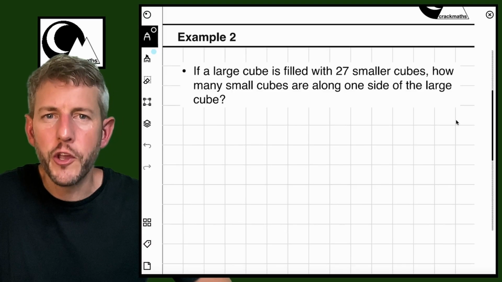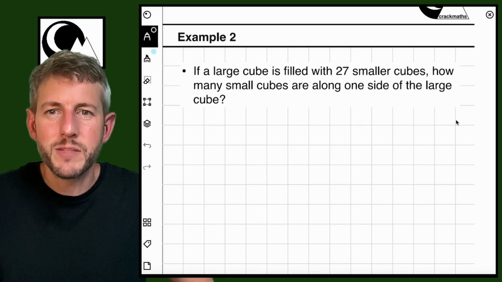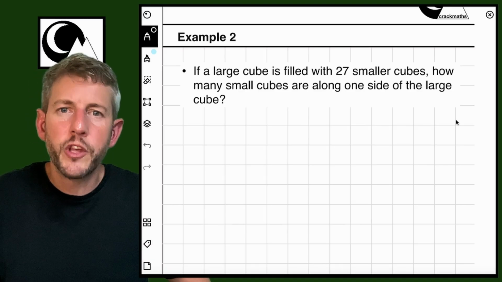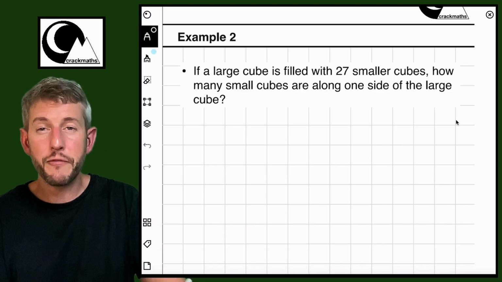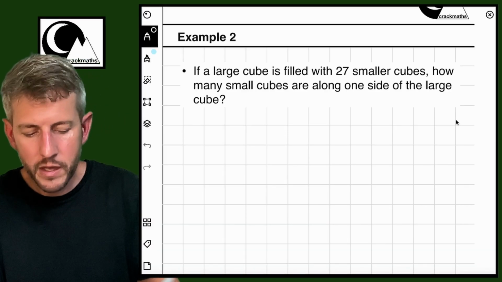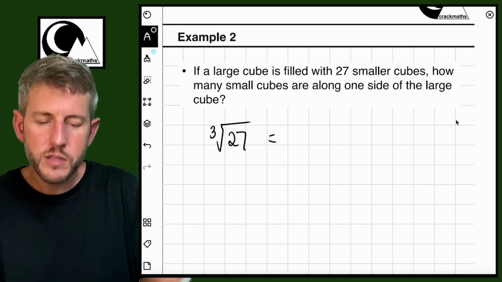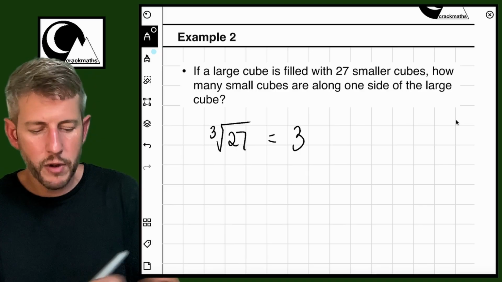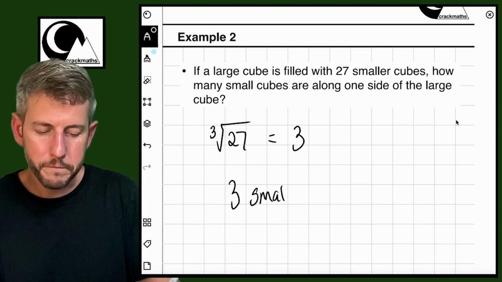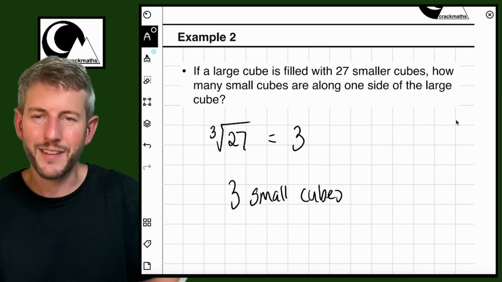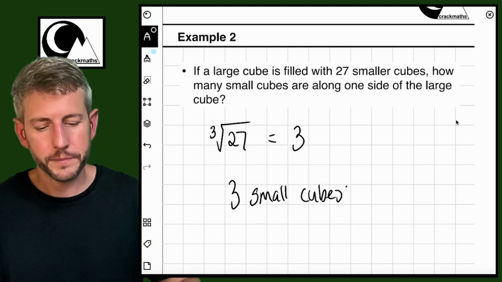Next example. Example 2. If a large cube is filled with 27 smaller cubes, how many small cubes are along one side? Okay, so remember, 27, you can spot it. It's a cube number. So we need to know the cube root of this cube number. The cube root of 27 is 3. So the answer will be 3 small cubes.